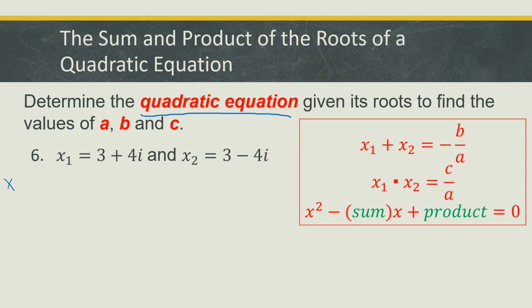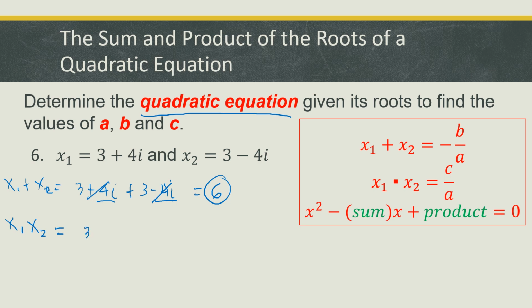So let us add x sub 1 plus x sub 2. We have 3 plus 4i plus 3 minus 4i. Take note, 3 plus 3 we can add, that is 6. And positive 4i minus 4i is 0. So this is the sum of the roots. See? Simple. X sub 1 times x sub 2 for the product of the roots.